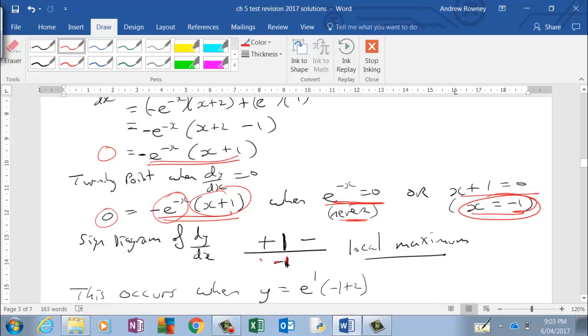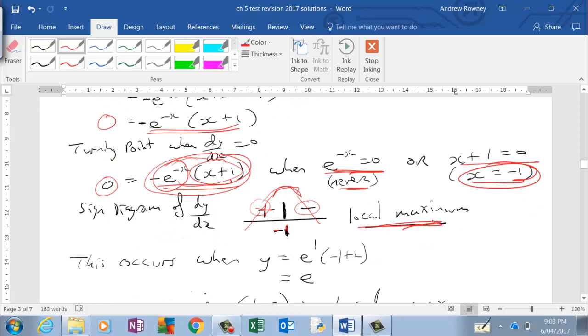So you could try minus 2. Substitute minus 2 into the derivative, into this derivative here, and it will turn out to be a positive value. We substitute something bigger than minus 1, like 0 or 1, into there, you'll get a negative value. Because it goes plus minus, it's a maximum. In other words, the slope goes up and then it goes down, so it has to be that sort of a shape. The sign diagram proves that.